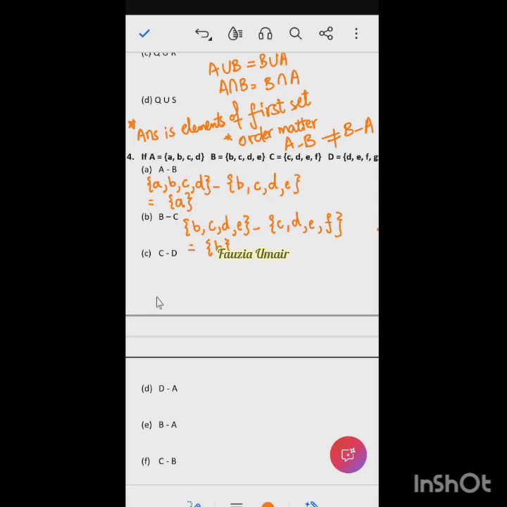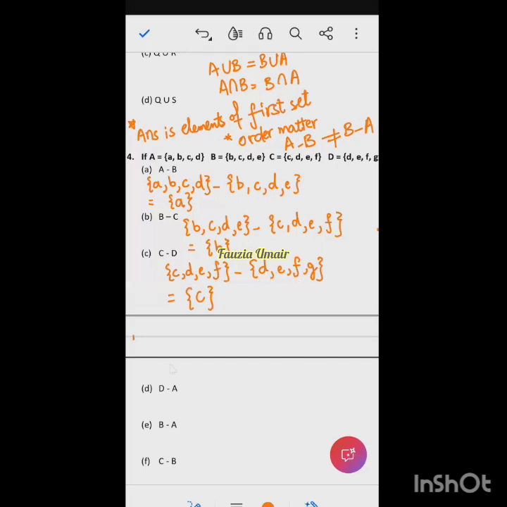And now the next one is C minus D. Set C is C, D, E, F, and set D is D, E, F, G. So now what will come in the answer? Anyone else? Ashman got the point, I can understand. What would be the answer of C minus D? C would be the answer. Very good. D, E, F will be gone, because they are coming in the set which is subtracted.